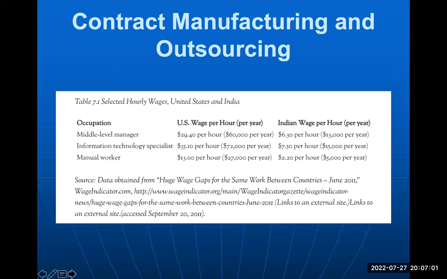And they're showing us some examples of the wage gaps in countries. So for example, in the US it's $29.40 per hour versus India, which is $6.30 per hour. And it's kind of similar to Jamaica, where they have to pay a certain amount in the United States versus a country such as India, where the wage is much lower.